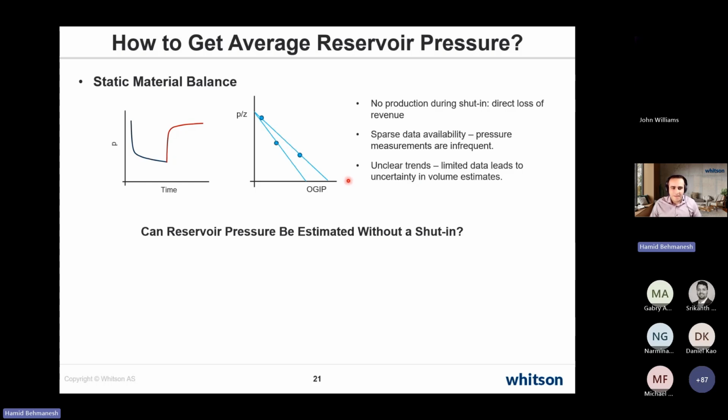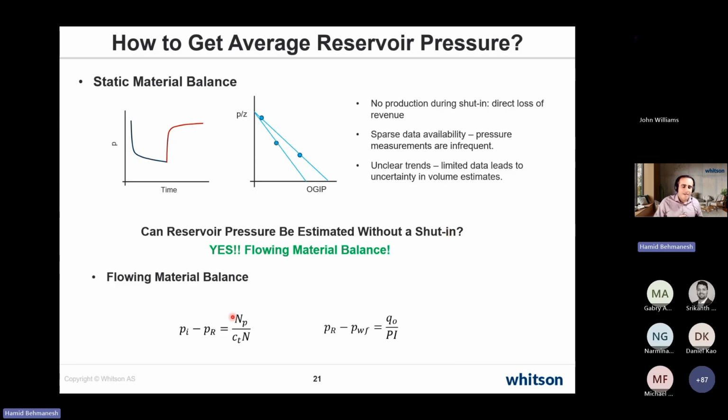But the question is, can we determine average reservoir pressure without shutting in the well? And the answer is yes. The solution is fluid material balance, which we're going to cover here. A very simple definition of fluid material balance: we're going to show you how, for a single-phase oil reservoir where everything can be determined analytically, we deal with two equations. One is the compressibility equation. Compressibility is equal to 1 over V, dV over dP. This is my dP, dV is how much I produce, and V is the initial fluid in place. This is my compressibility definition.